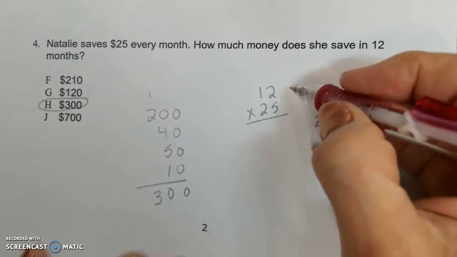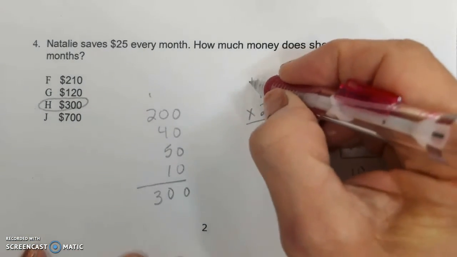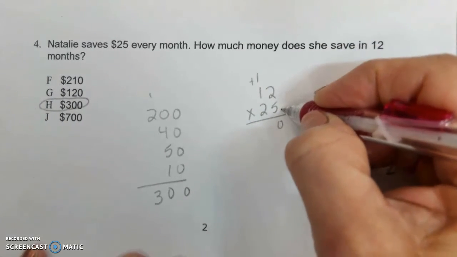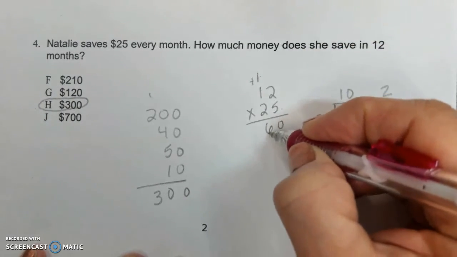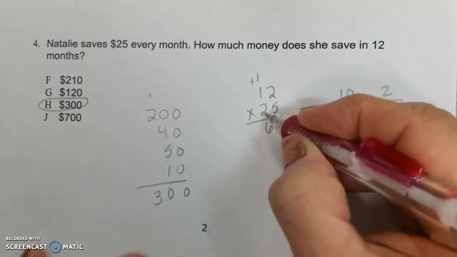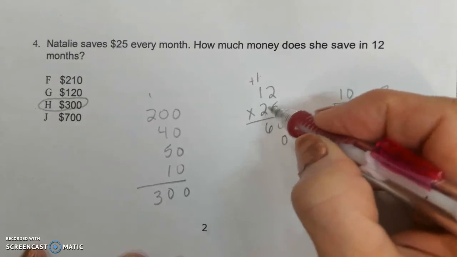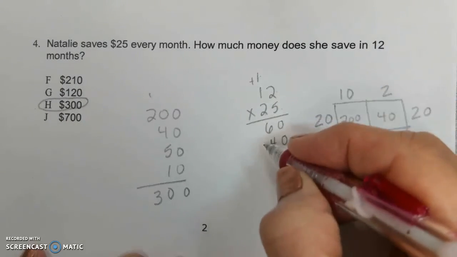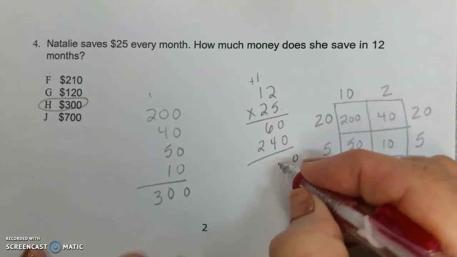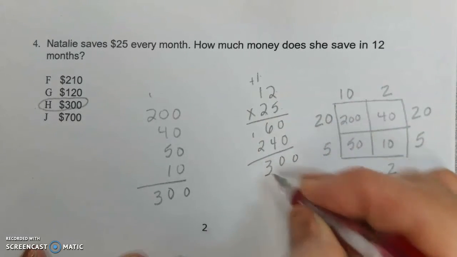We could also do the standard algorithm. 2 times 5 is 10. 1 times 5 is 5. Plus 1 is 6. Park my 0 because now I'm multiplying in the tens place. 2 times 2 is 4. 1 times 2 is 2. And again, I get 300.